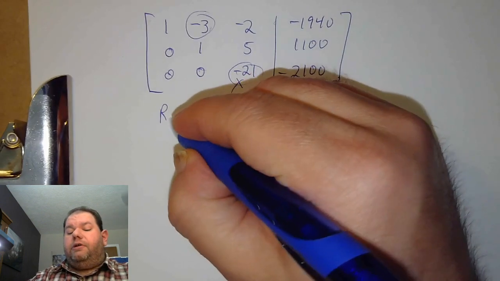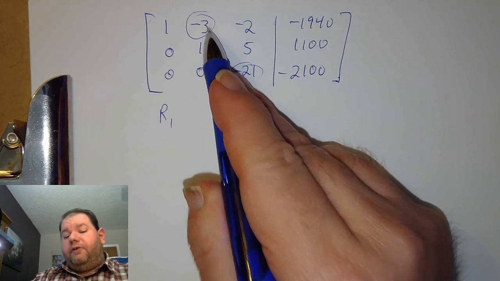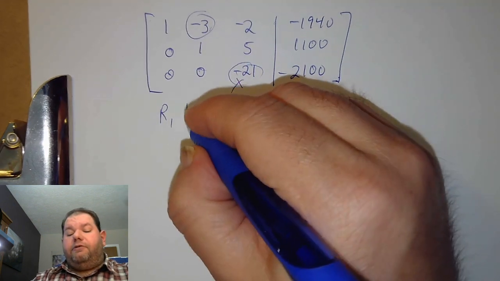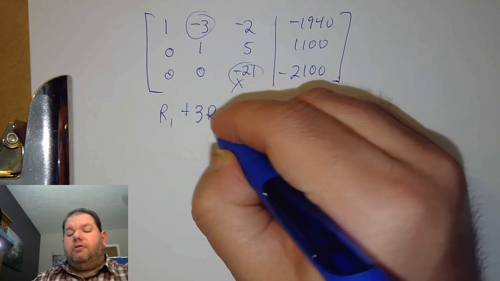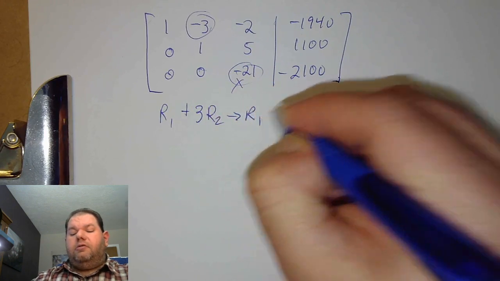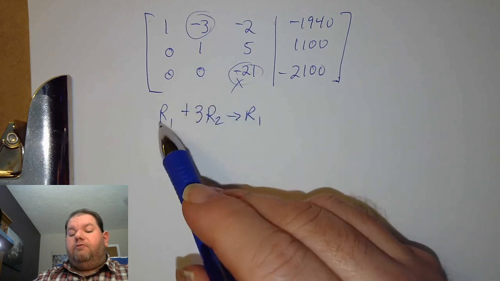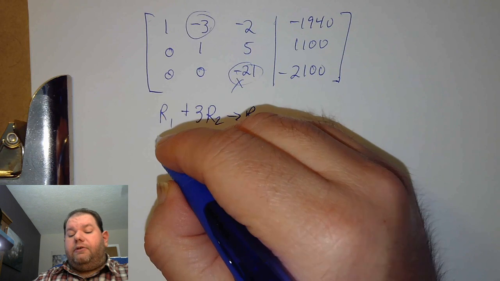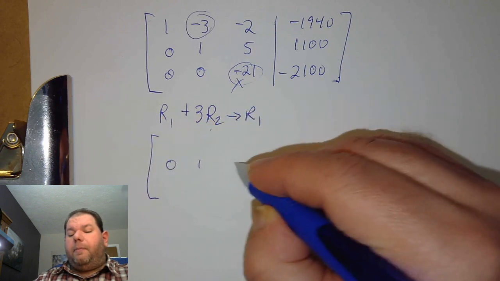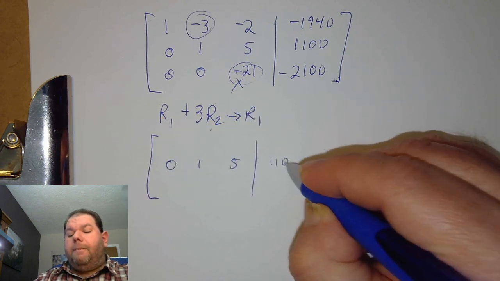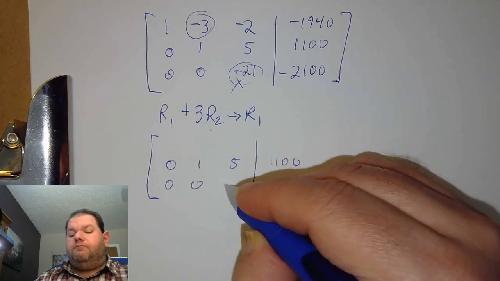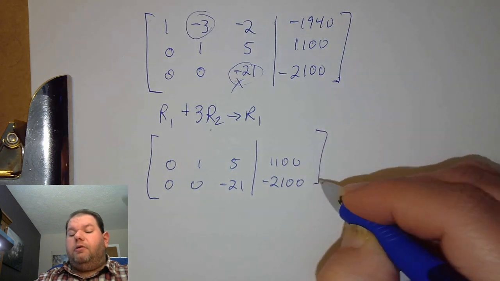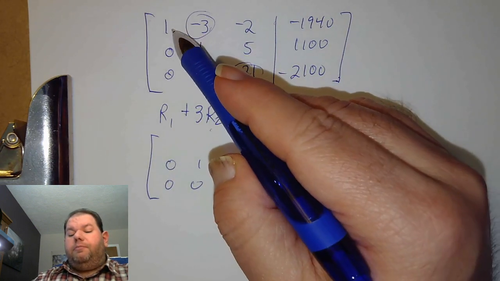So we'll take row 1. We have a negative 3, so if we can add this 1 3 times, negative 3 plus 3 would give us the 0. So we'll take row 1 plus 3 times row 2 and replace row 1 with that result. So row 1 plus 3 times row 2.